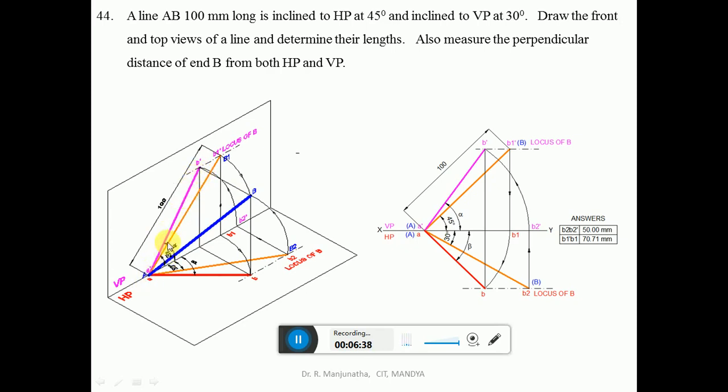You measure this angle as alpha. Then when you draw a vertical projector from B dash and also to B, both will lie on the same line. This is how we are able to analyze the problem in 3 dimensions.